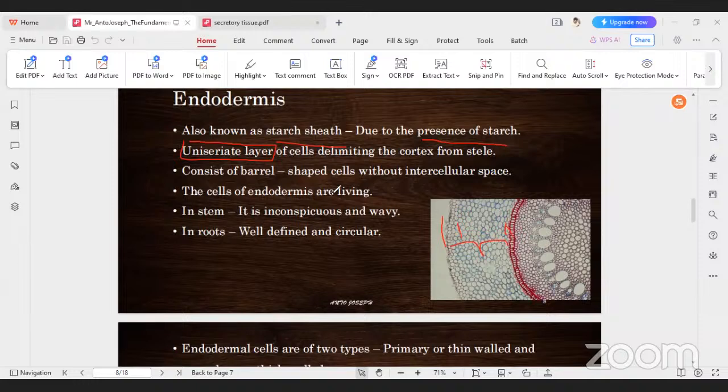The cells of endodermis are living. In the stem it is inconspicuous and wavy. In roots, it is well defined. Of course, this endodermis is present in stem and also root, but it does not appear in leaf internal. It is majorly found in root. There are two types of endodermis.